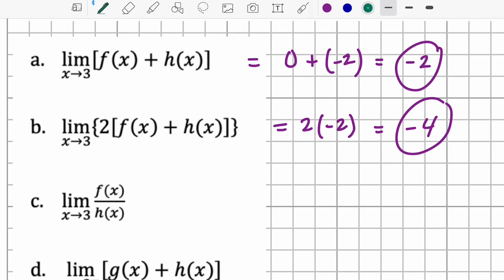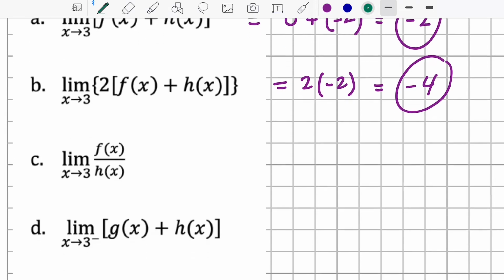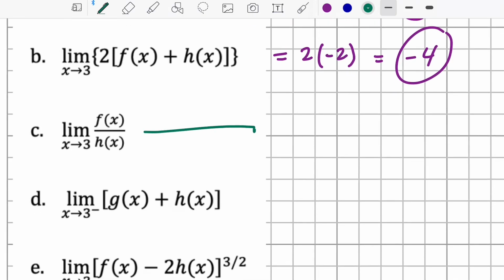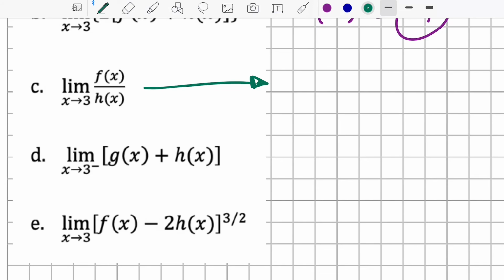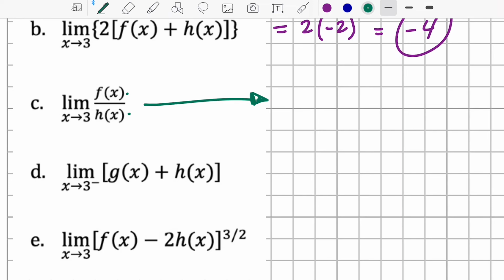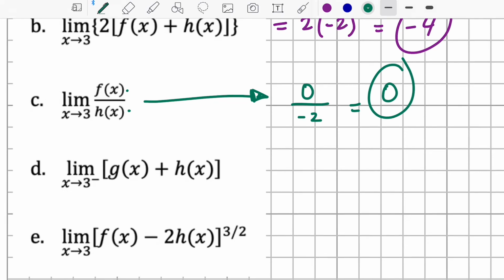Now we already know the values for f of x and h of x as x approaches 3. So if you look at this one, C, we have the limit as x approaches 3 of f of x over h of x, but we already know what the limit is for f of x. It was 0, and the limit as x approaches 3 of h of x was negative 2. So 0 divided by negative 2 is just 0. Okay, let's look at the next one.